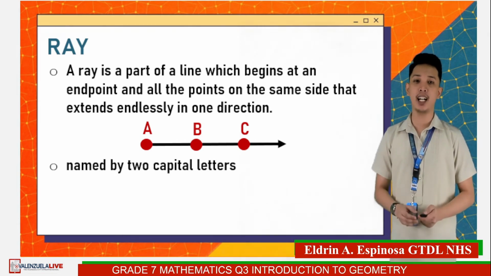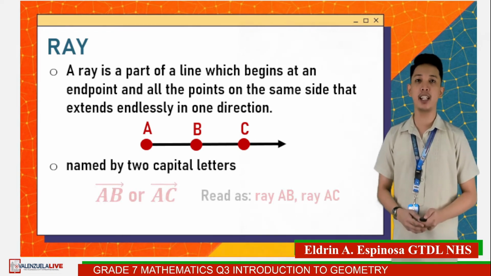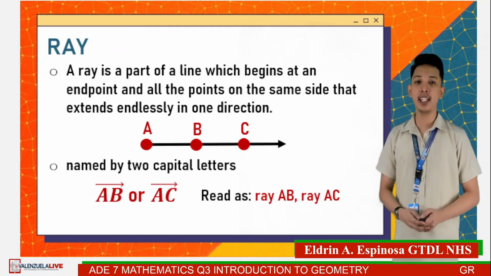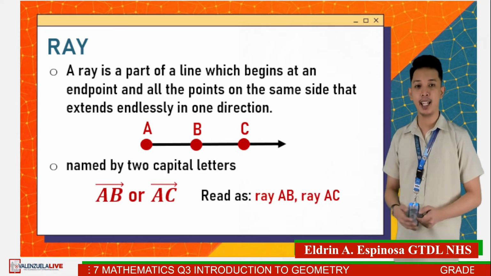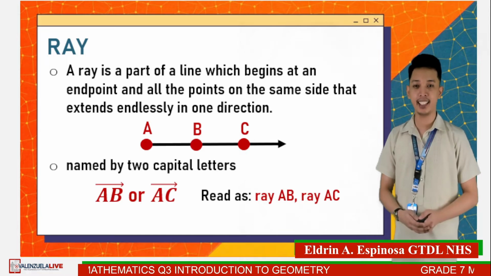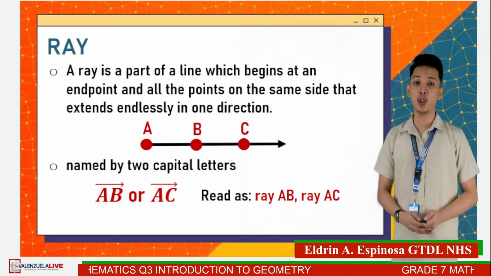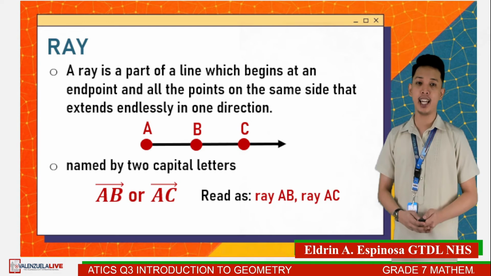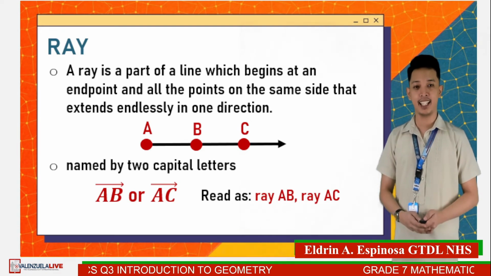We must always start on the endpoint. In this figure, we can name it as ray AB or ray AC. It is not correct to name it as ray BA nor ray CA.